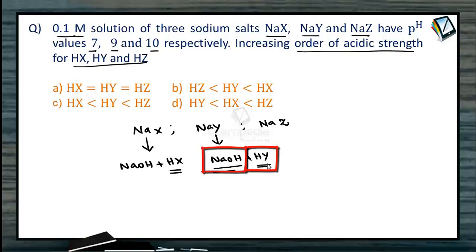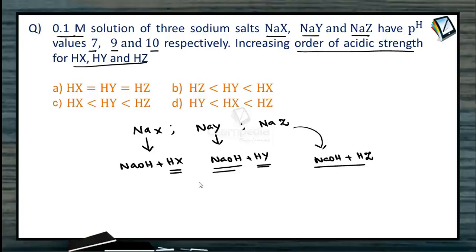We need to check whether HY is a strong acid or not. NaZ is the salt of NaOH plus HZ. Now the pH values given respectively for the three salts are for the same concentration of 0.1 molar. The concentration is the same, but the pH of the aqueous solution of the first one is given as 7, the second one is given as 9, and the third one is given as 10.